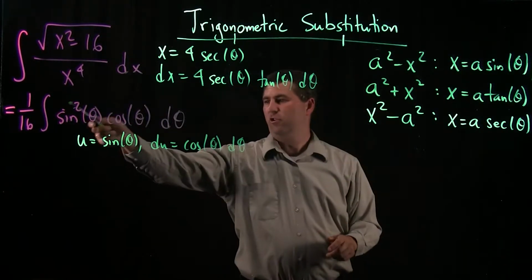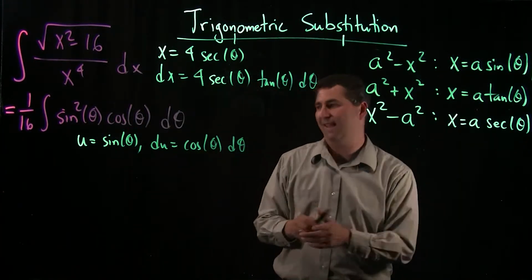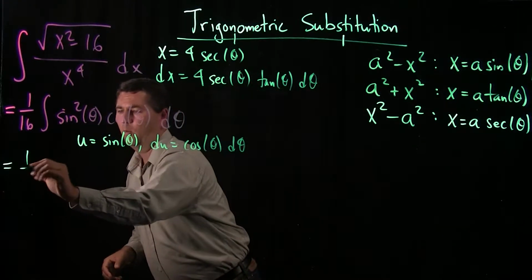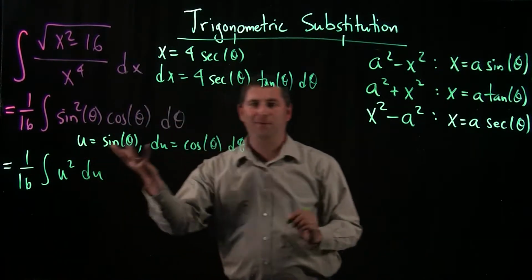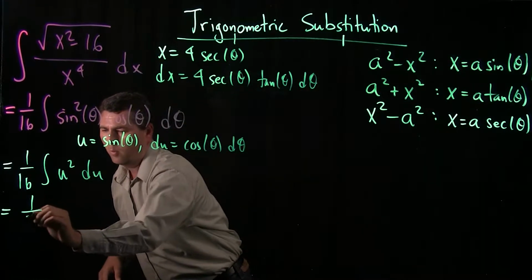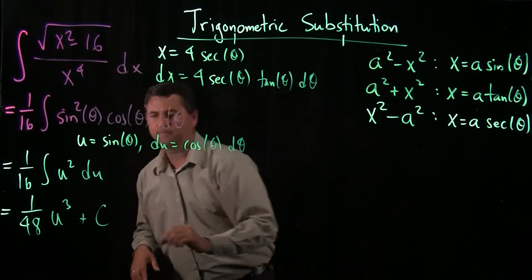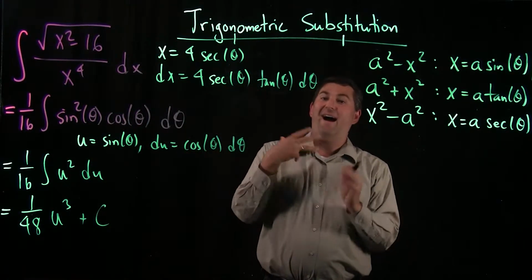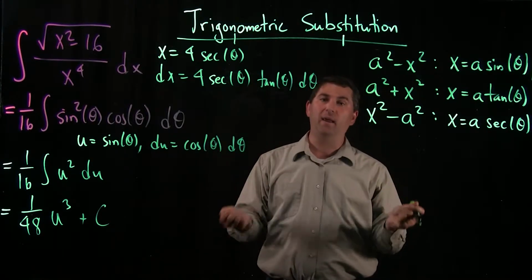If I do that substitution, I get a u squared du. Hey, that's pretty nice. So I get 1/16 integral u squared du. That's a really easy one to integrate, 1/3 u cubed. So I end up with 1/48 u cubed, of course, plus a constant. I feel really happy, but why are we not done?